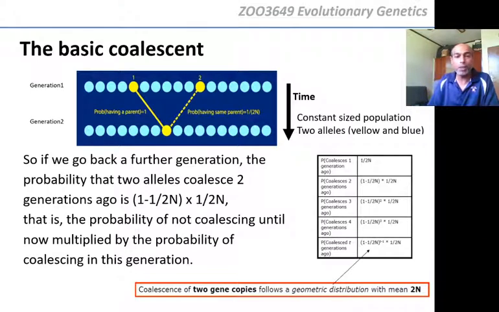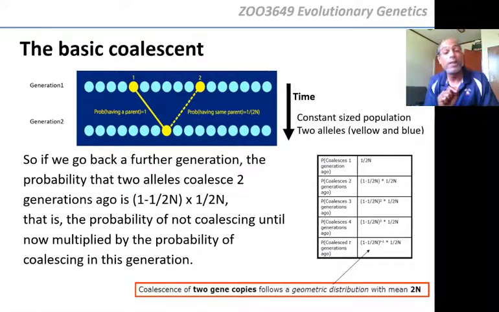Okay? So, if we go back another generation, the probability of the two alleles coalescing 2 generations ago is 1 minus 1 over 2n, which is the probability of not coalescing in one generation, multiplied by the probability of coalescing in the second generation.